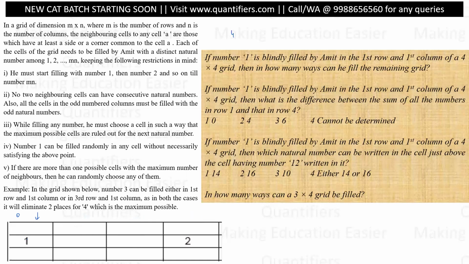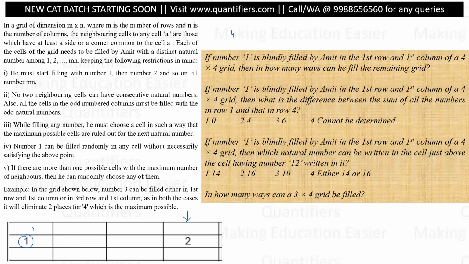Now it further says, while filling any number, he must choose a cell in such a way that the maximum possibilities are ruled out for the next natural numbers. First of all, it says that no two neighboring cells can have consecutive natural numbers, which means that if 1 is filled over here, now what are the neighboring cells? All these are neighboring cells. You cannot fill 2 in any of these cells. Neither here, neither here, neither here, neither here, neither here. I defined what is neighboring, right? And since 2 can be filled only in an even-numbered column, 2 will come in the last column.